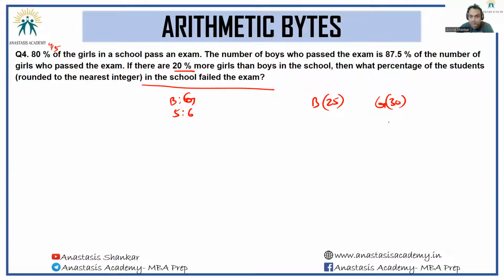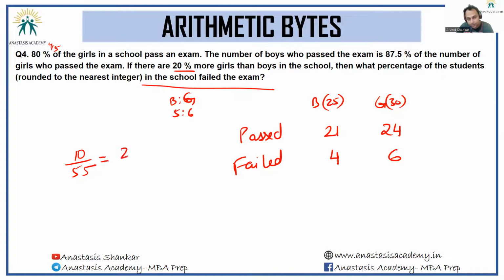Now 80% of girls passed. 80% of 30 would be 24. Okay. And boys who passed is 7/8 of this. So this will be 21. So people who failed: you have 4 people here, you have 6 people here. What percentage of students, rounded to the nearest integer, in the school failed the exam? I have 10 people who failed out of 55. So 10 by 55 is what we are dealing with, or 2 by 11, which in percentage terms is 18.18%. Given that we have to round it off to the nearest integer, the answer will be 18.